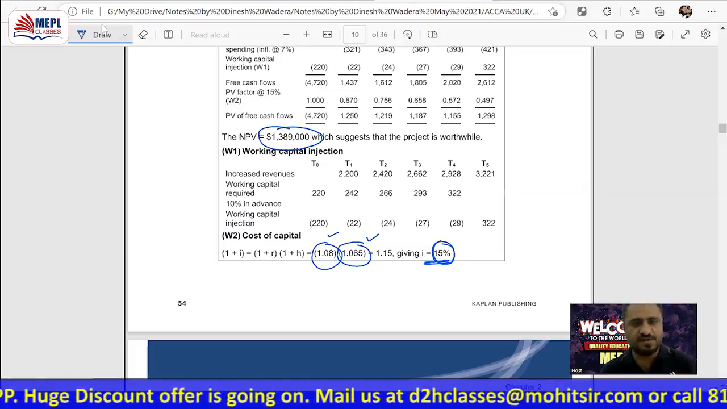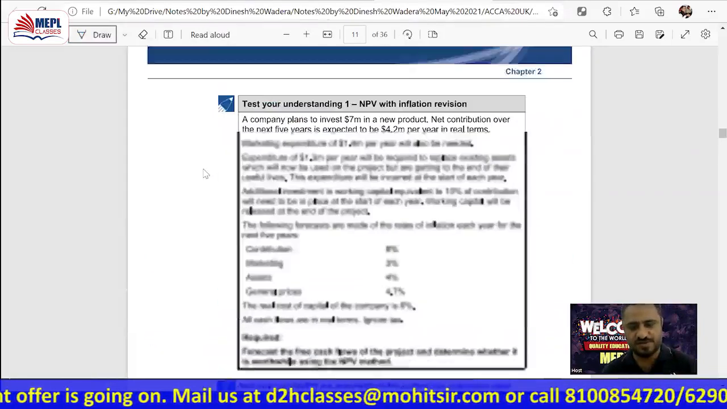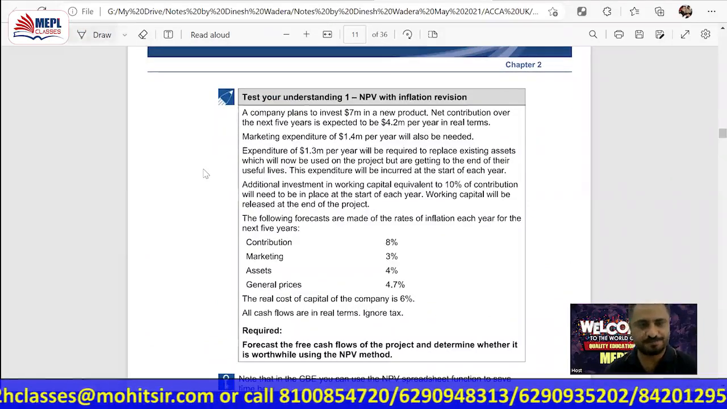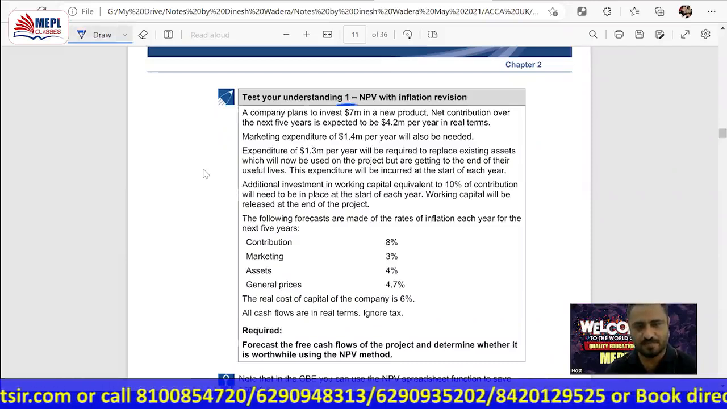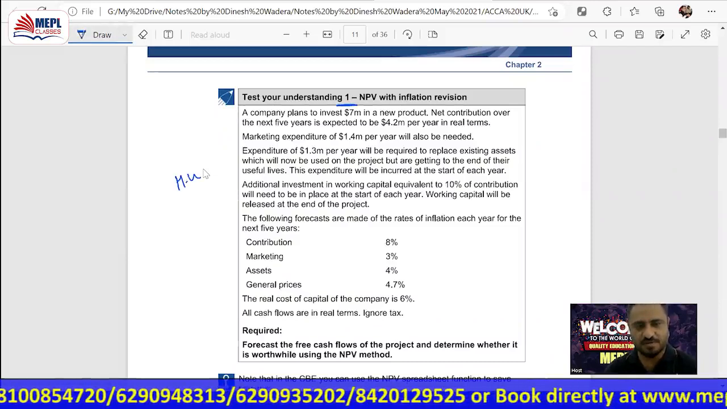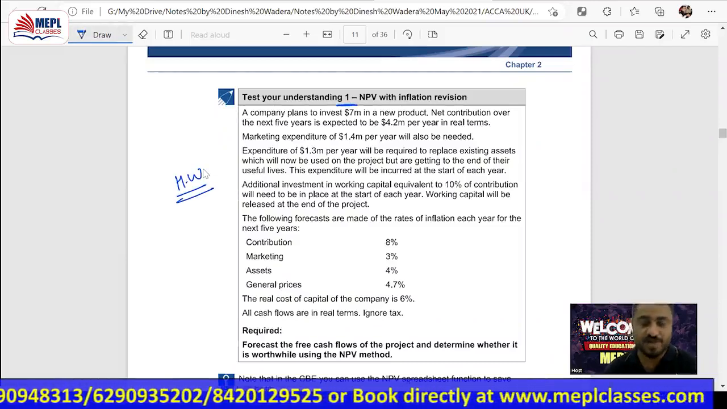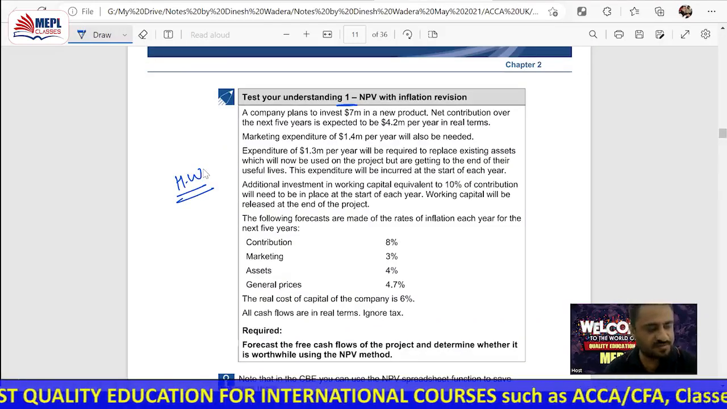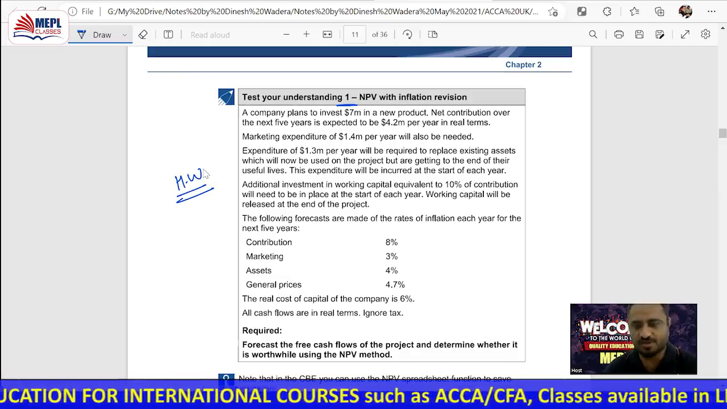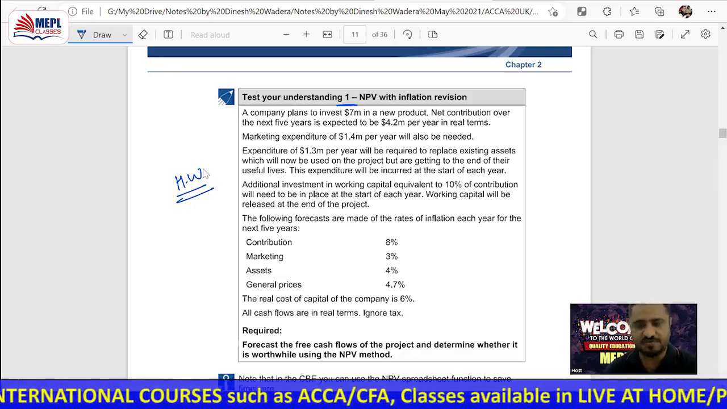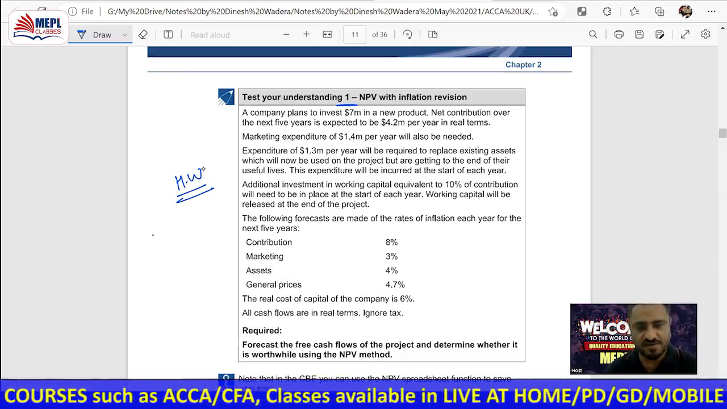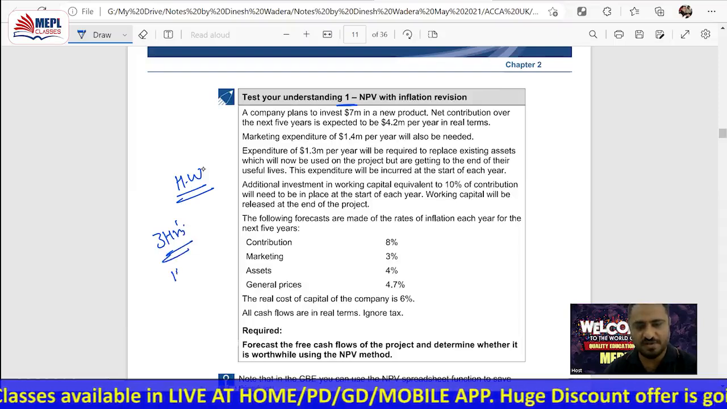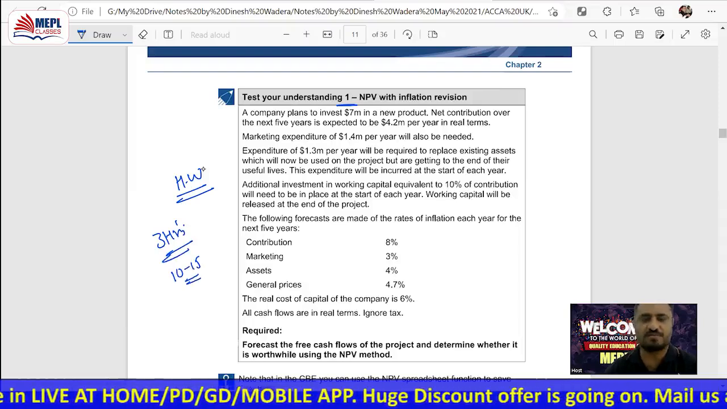If you understand this illustration, there will be a similar question called test your understanding. This will be your homework, or home assignment, or practice question, right? Do it carefully. We'll take a short break of 10 minutes and we'll be back again. This is a 3 hours lecture, so there will be a 10 to 15-minute break in between and we will be back again.